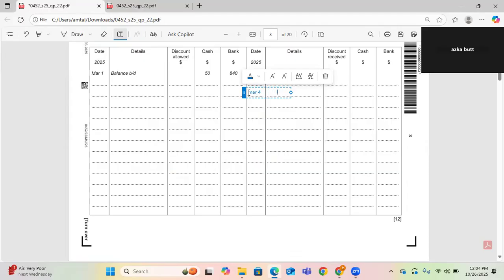We have paid to the Lee and we have paid to the bank, so that's why we will be deducting it from the bank side. Yeah. And the discount which we received, that was $4. Okay.